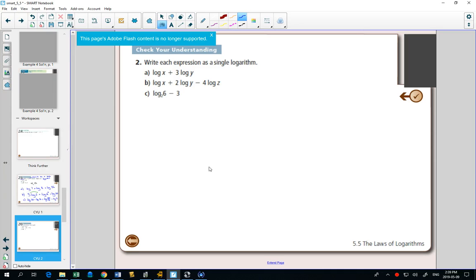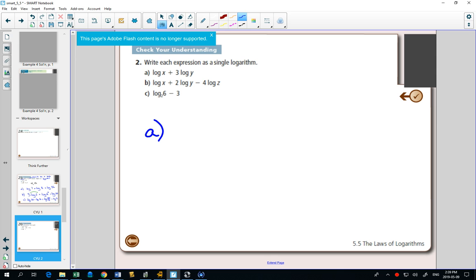This one says write each expression as a single logarithm. So again, anything on the left-hand side of those formulas is considered simplified form. The right-hand side is called the expanded form. So in the simplified form, you just have a single logarithm. Our job here is to simplify again, and sometimes we have more than one log law.